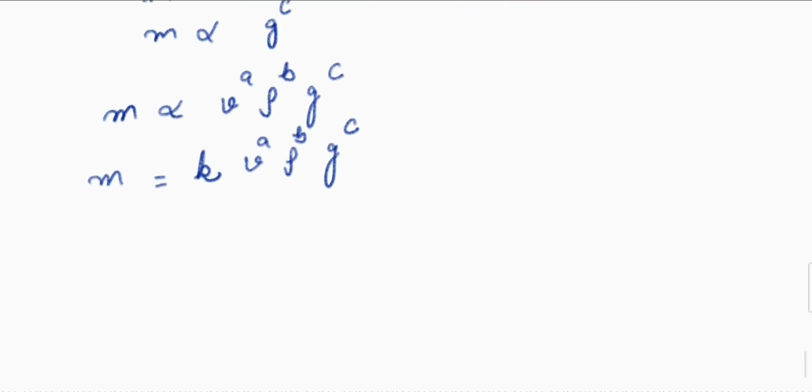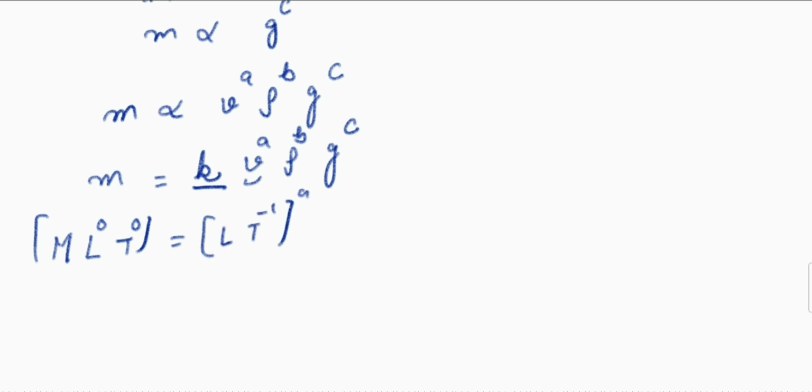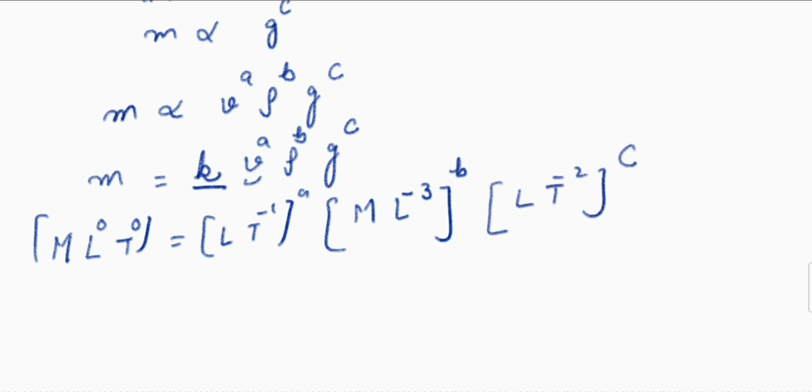Now we'll write the dimensional formula for both sides. The dimensional formula for mass is M, we don't have any L and T, so we put L^0 T^0. The dimensional formula for k is dimensionless, as it is a constant. Now the dimensional formula for velocity is [L T^-1] raised to power a. For density, the dimensional formula is [M L^-3] raised to power b, and the dimensional formula for g is [L T^-2] raised to power c.